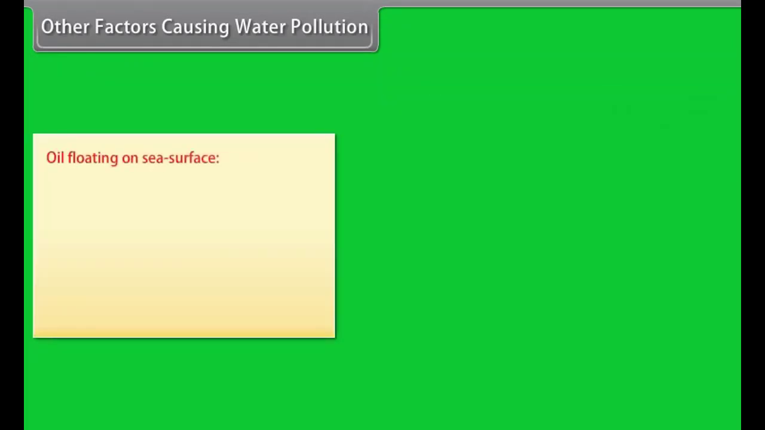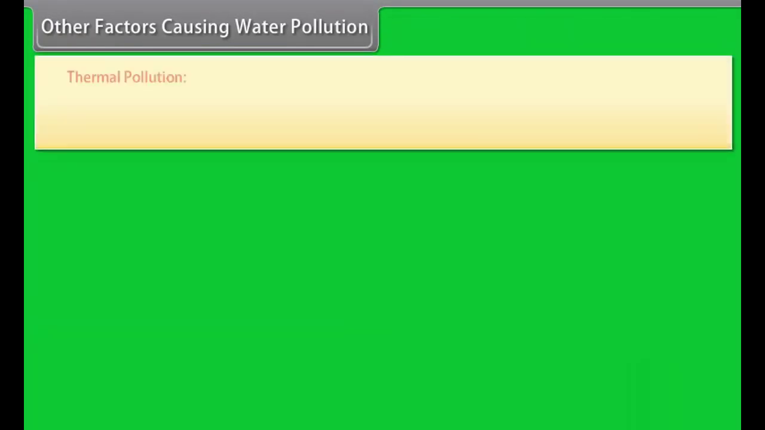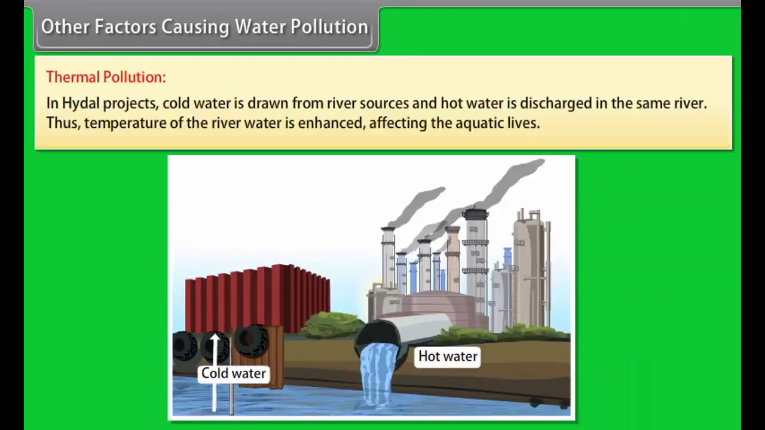Oil floating on sea surface. Leakage of hydrocarbon oils from oil tankers producing an oily layer on the sea surface also causes a serious threat to aquatic lives. The oily layer gradually reduces dissolved oxygen in sea water and the aquatic life gets less oxygen for their respiration. Thermal pollution. In hydel projects, cold water is drawn from river sources and hot water is discharged into the same river. Thus, the temperature of the river water is enhanced, affecting the aquatic lives.